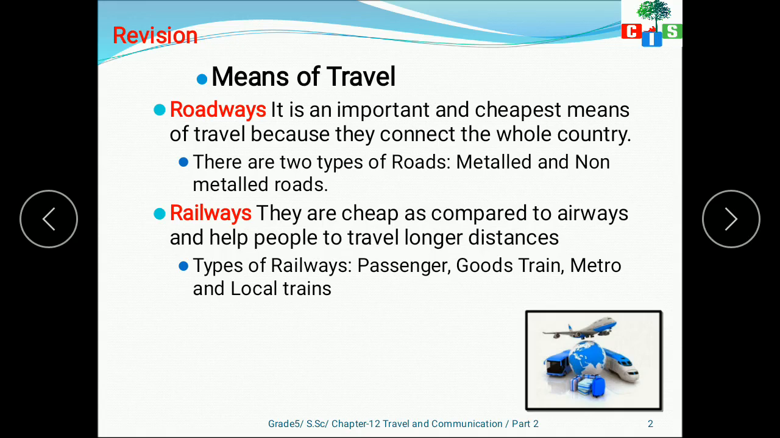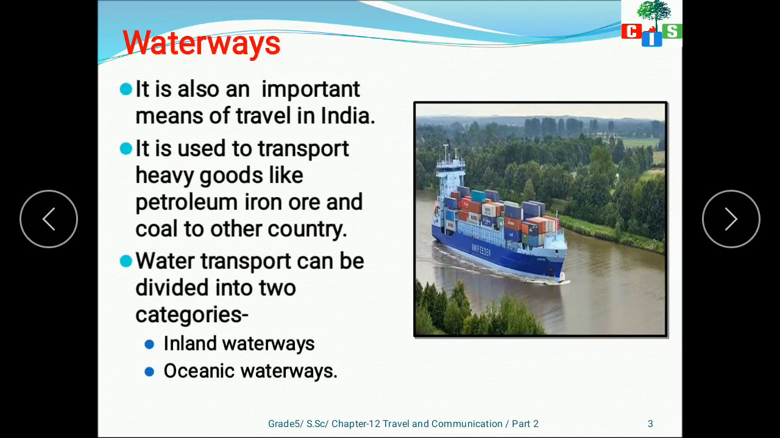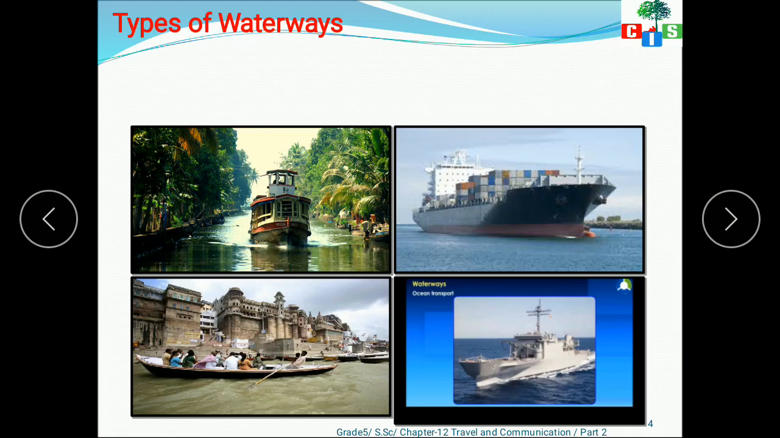The other means is waterways. It is also an important means of travel in India, and it is used to transport heavy goods like petroleum, iron ore and coal to other countries. Now water transport can be divided into two categories. What are the names of those categories? One is inland waterways, the other is oceanic waterways. Let's discuss the different types of waterways.